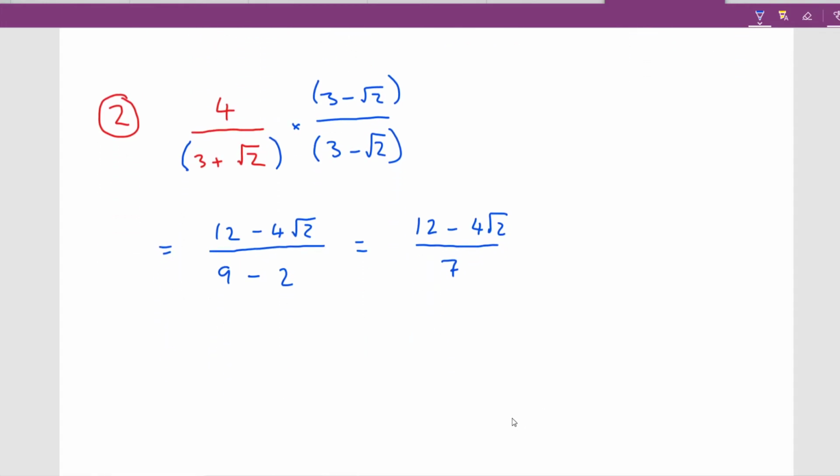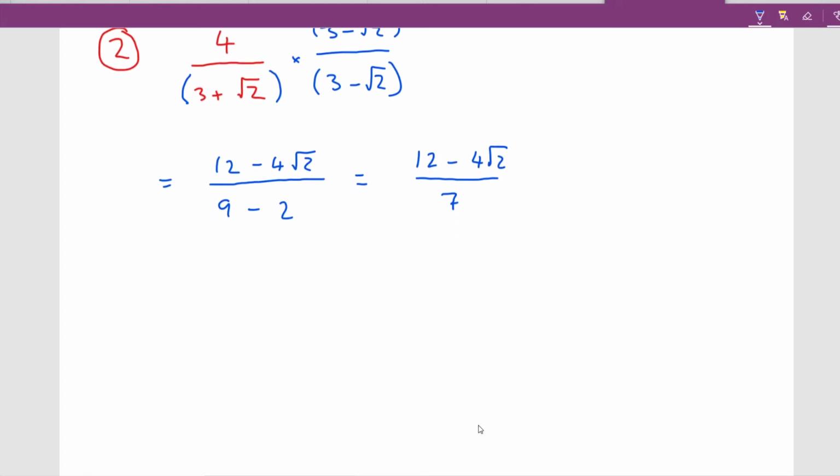and that is our final answer. Okay, now we'll get some tougher rationalizing denominators. So let's try this question 3. So it's slightly harder. Now, the more difficult thing about this one is it's got two numbers at the top. It's got a whole number and a surd. So let's just put 4 plus root 3 over 3 plus root 5.